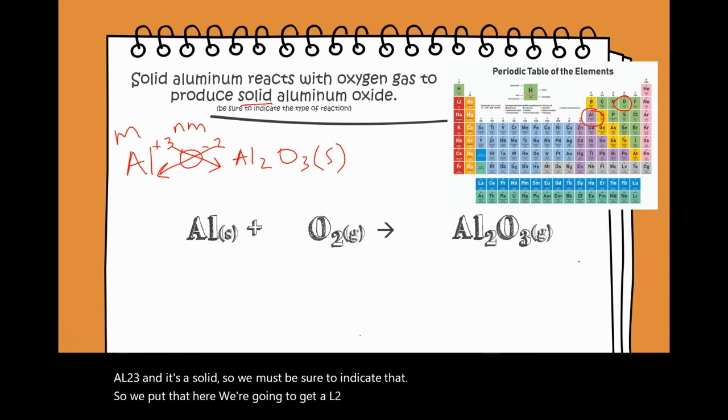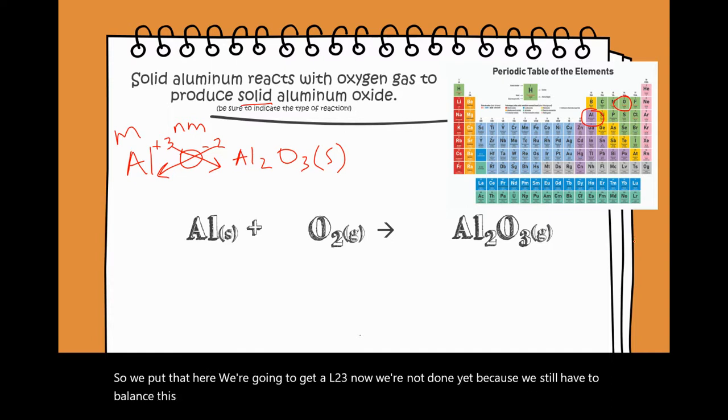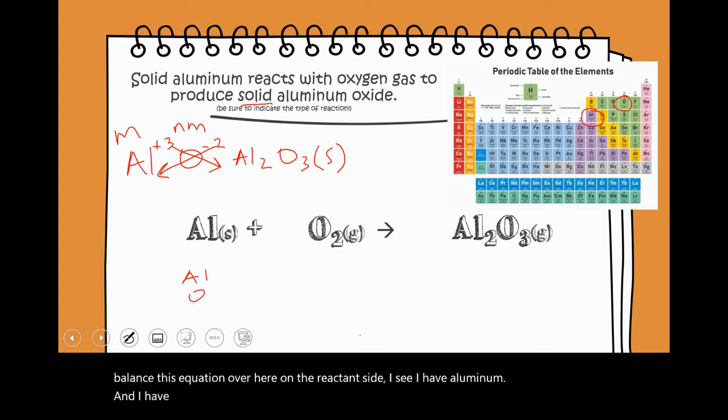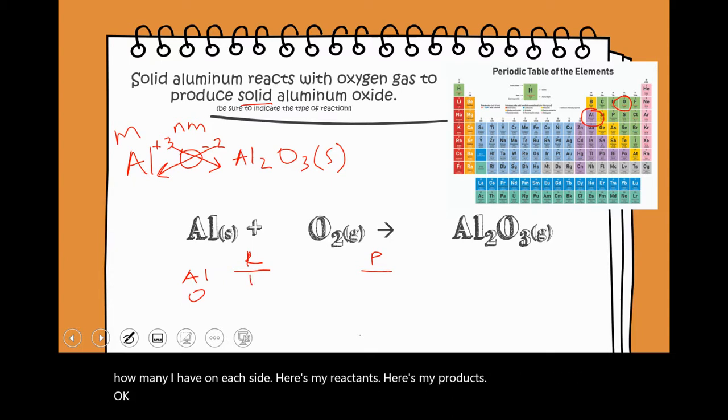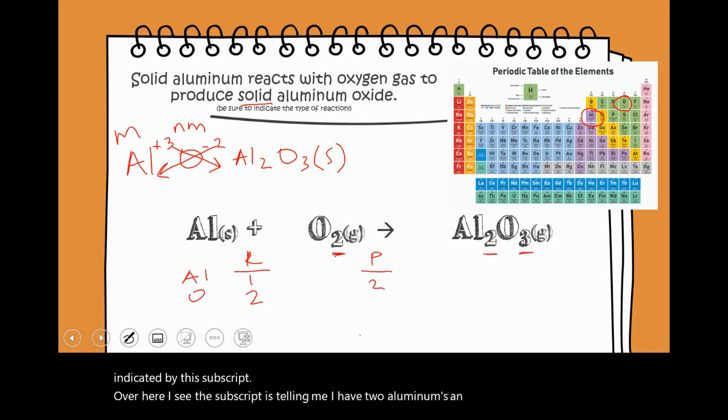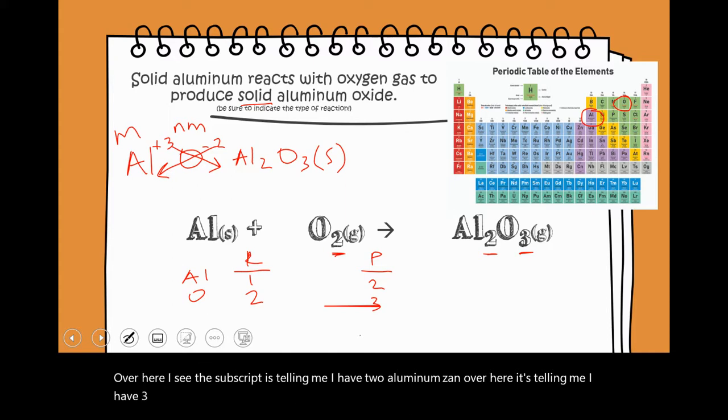Now, we're not done yet because we still have to balance this equation. Over here on the reactant side, I see I have aluminum and I have oxygen. And on the product side, I also have aluminum and oxygen. But let's look at how many I have on each side. Here's my reactants, here's my products. Aluminum on the reactant side, I have 1. Oxygen on the reactant side, I have 2, as indicated by this subscript. Over here, I see the subscript is telling me I have 2 aluminums, and over here, it's telling me I have 3 oxygens. So this is not balanced right now.